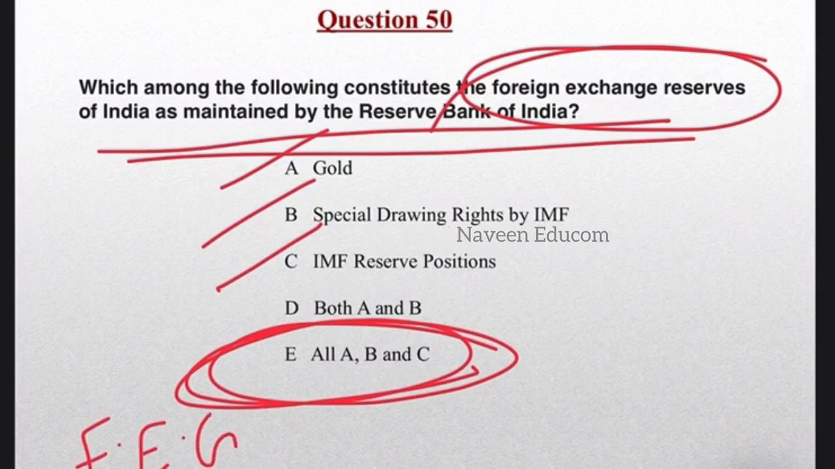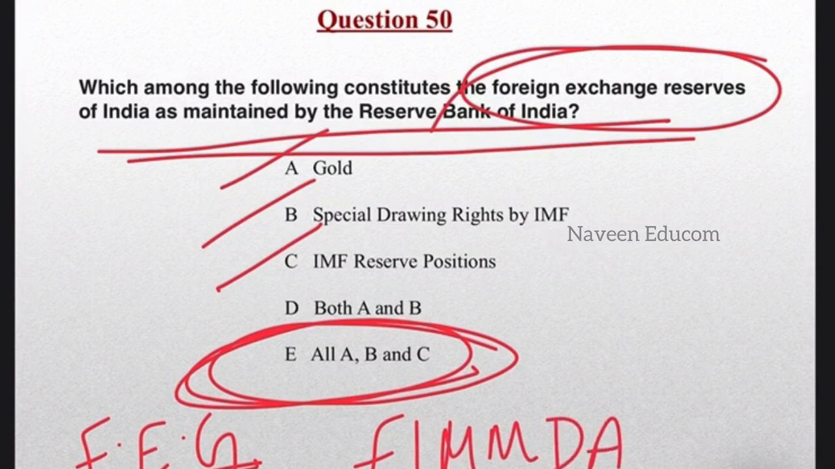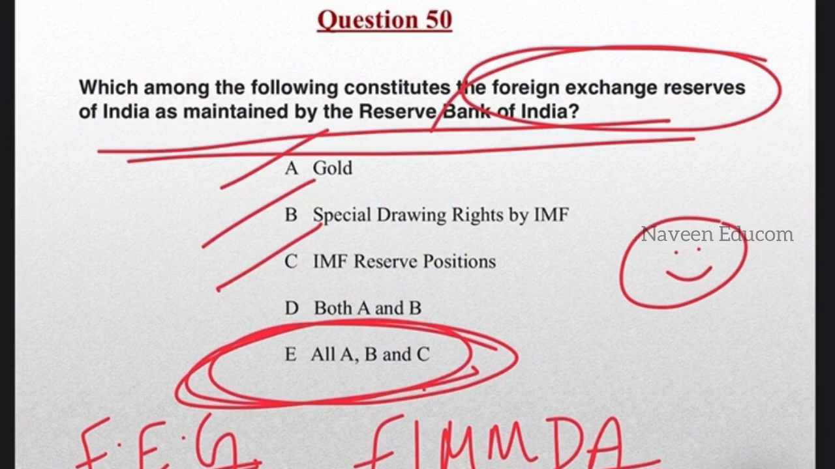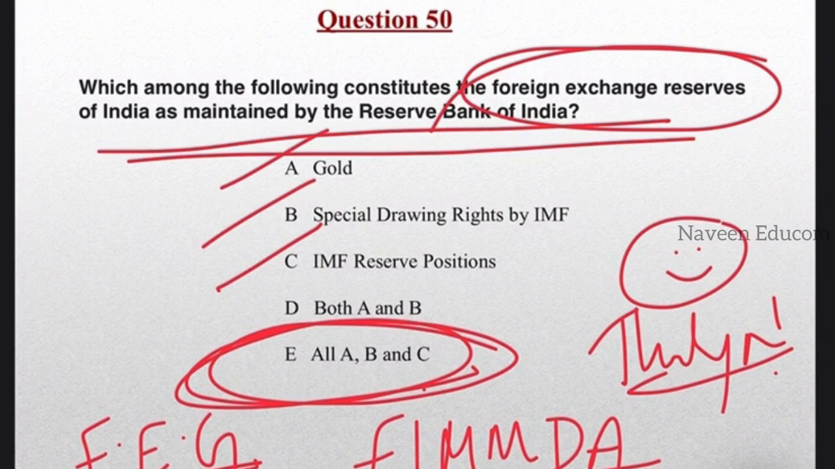So the important point regarding it is that the RBI maintains the foreign exchange reserves of India. The reserves include the foreign exchange and gold, that is what I have written as FEG, and special drawing rights with the IMF and the IMF reserve positions. The foreign exchanges are dealt within India by the authorized dealers as per the FEDAI guidelines. So these are the only important points related with this question, and this session ends here.